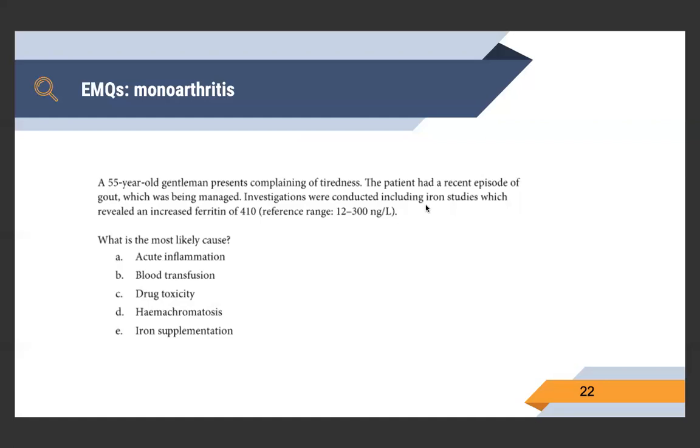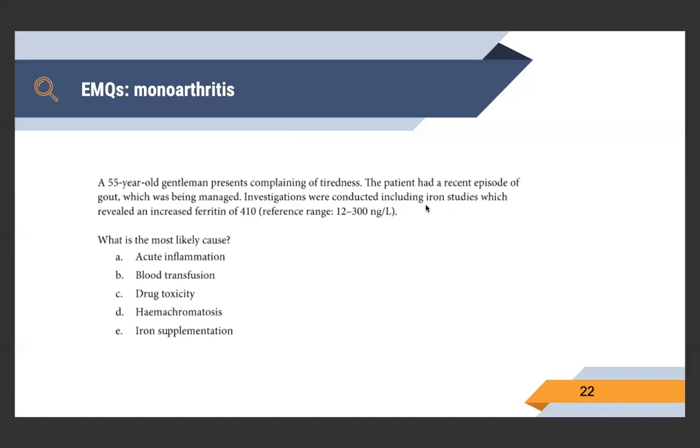Is it hemochromatosis? It might be. Well, let's have a look. He's had a recent episode of gout, so we know that there's been recent inflammation going on. And then the important thing, and this happens in real life all the time: we measure iron levels, particularly in people coming into hospital. They're sick already, they might have an infection. And often we find it's elevated.